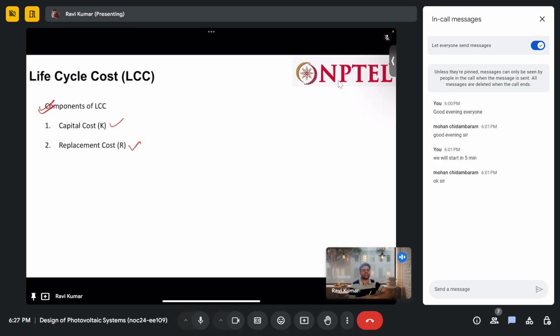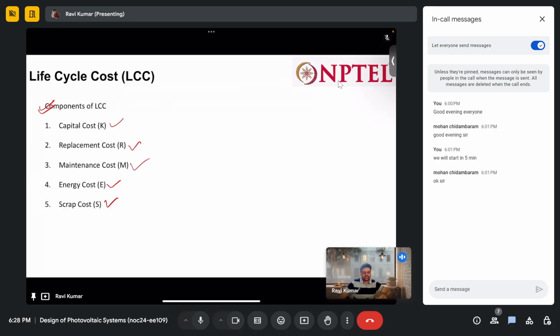Then we have maintenance cost. The solar PV system or the entire system will require some maintenance. It may be annually, it may be after 6 months, it may be after 5 years. So we will consider this maintenance. Then we have energy cost, if we are putting in some energy. Then we have scrap cost. Let's say after 25 years, your system life is complete. Now what will you do? You will sell the entire system as scrap. So we will also have this scrap value.